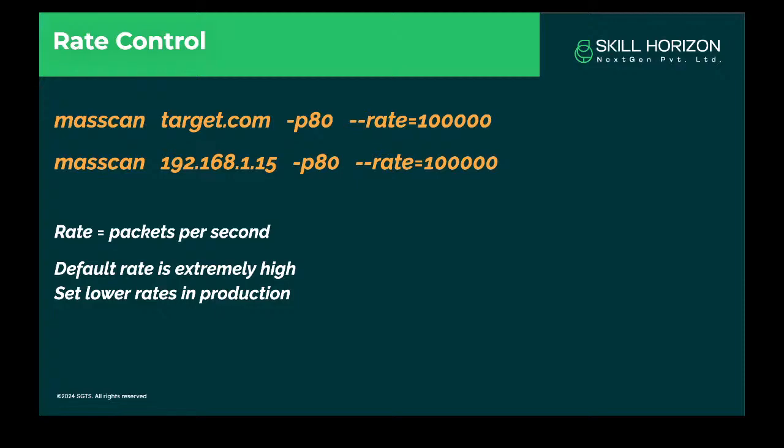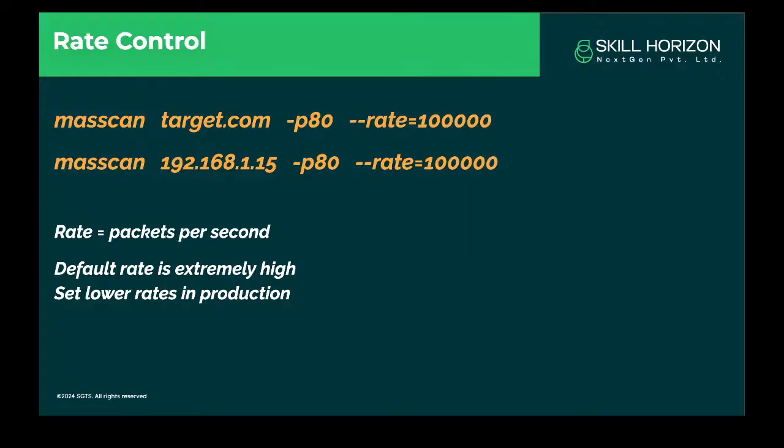Okay, so what does rate mean? Rate means packets per second. Right now I'm providing 1 lakh packets per second. But the default rate is extremely high, so you can reduce it according to yourself. You can provide 1,000, 10,000, or maybe 100, right? So the rate control option is very important.